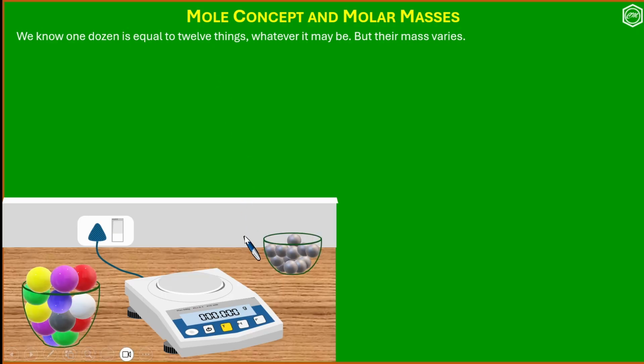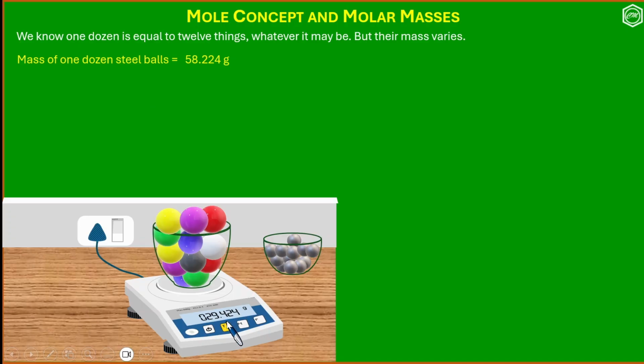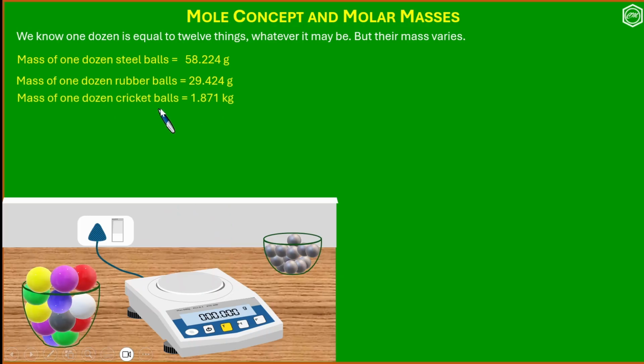For example, this bowl contains 1 dozen steel balls, say steel balls used in bearings. This bowl contains 1 dozen plastic balls like table tennis balls. Now I find the weight of these balls separately after taring the weight of the bowl. So in this case it is 58.224 grams. Now the plastic balls, that is 29.424 gram. Similarly, if we weigh 1 dozen cricket balls, it will be 1.871 kilogram.